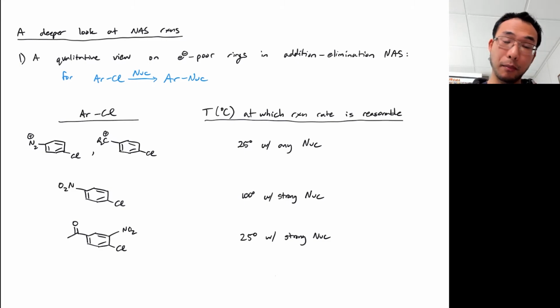Finally, you can get much more powerful electron withdrawing groups on there, so things with positive charge on them. And when you have those, then you tend to be able to do your NAS reaction with essentially any nucleophile, weak or strong, at room temperature.